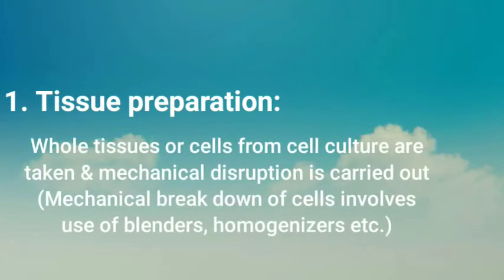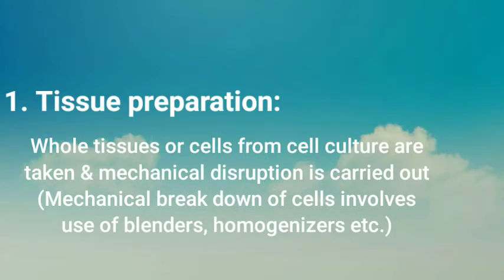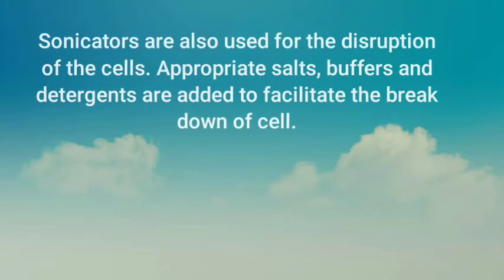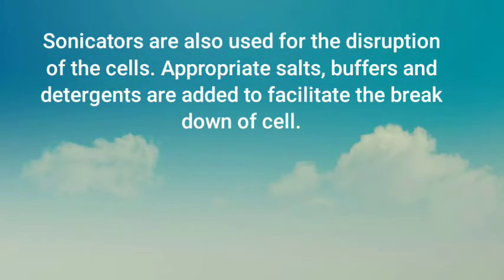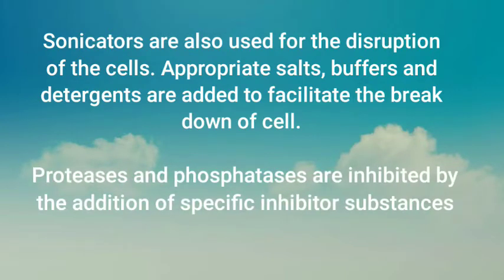Procedure of the Western blot technique. First, tissue preparation. Whole tissues or cells from cell culture are taken. Mechanical disruption is carried out. Mechanical breakdown of cells involves the use of blenders or homogenizers. Sonicators are also used for the disruption of the cells. Appropriate salts, buffers, and detergents are added to facilitate the breakdown of cells. Proteases and phosphatases are inhibited by the addition of specific inhibitor substances.